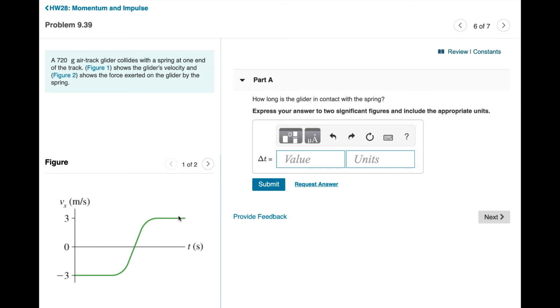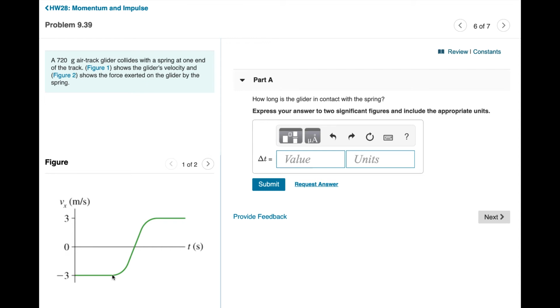This doesn't surprise me at all because springs conserve energy. So this glider has a certain kinetic energy to start with, and it'll have the same kinetic energy to finish with. I say the velocity has changed because it's changed direction, but the speed hasn't changed because the kinetic energy remains the same. Anyway, how long is the glider in contact with the spring?